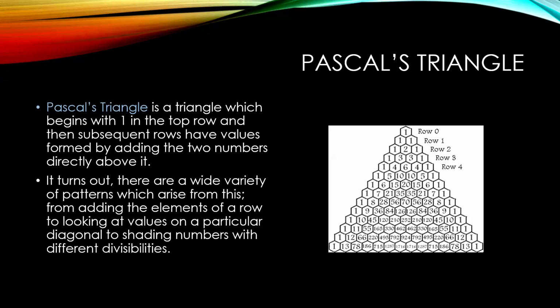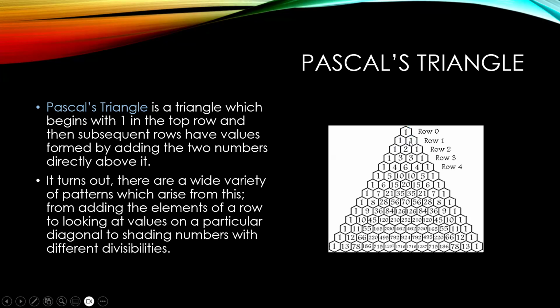The next one is Pascal's triangle. Pascal's triangle has a lot of patterns in it. And so Pascal's triangle is a triangle which begins with 1 at the top. And then every value beneath it is going to be the sum of the 2 values directly above it. If there's nothing directly above it, then it's just the previous value.